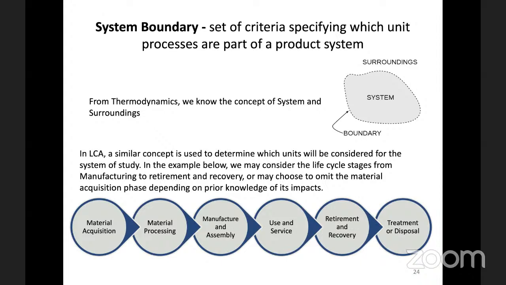If you are considering a product, let's say you want to do a life cycle assessment on the life cycle stages from manufacturing to retirement and recovery, or you may choose to omit the material acquisition phase depending on prior knowledge of its impacts. For example, you have natural gas coming into your product system for ammonia production, or methanol production, or fertilizer production. All of these have the material acquisition done in the same way, but the processing of the material is done differently. So you may omit the material acquisition phase depending on your prior knowledge.